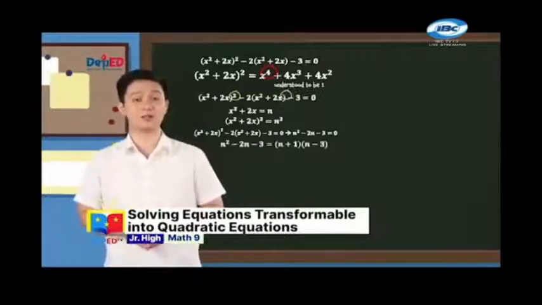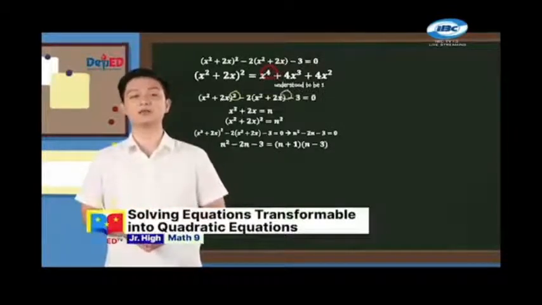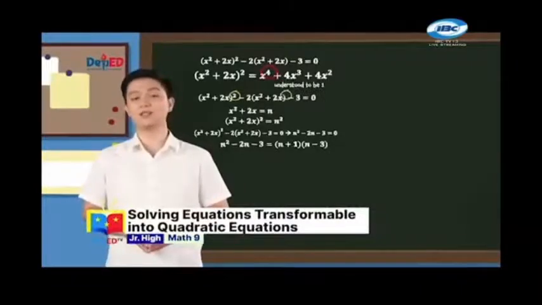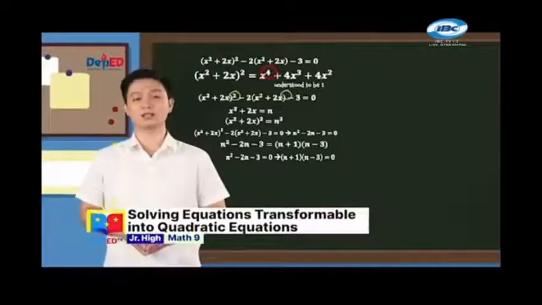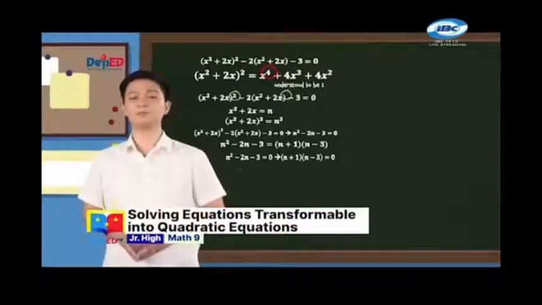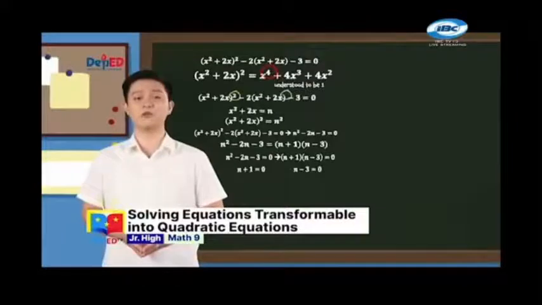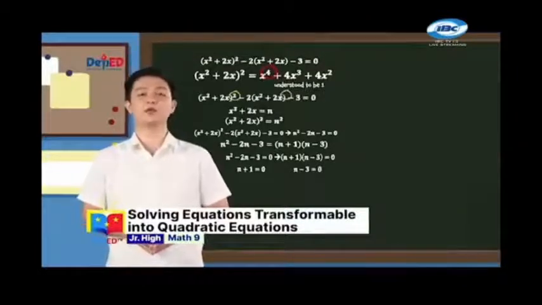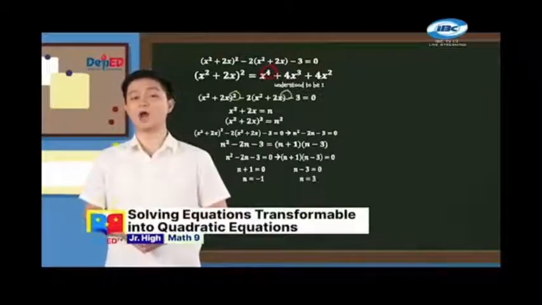N squared minus 2n minus 3 is equal to the binomial n plus 1 times the binomial n minus 3. So, the equation can be written as binomial n plus 1 times binomial n minus 3 equals 0. Equating each factor to 0 and then solving for n, we must get that the values of n are negative 1 and 3.